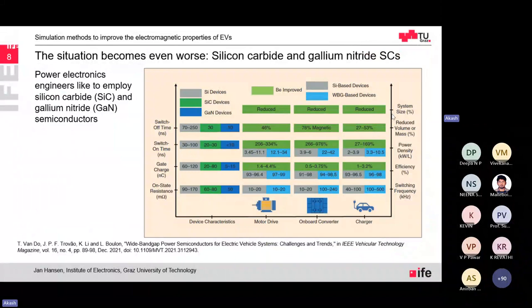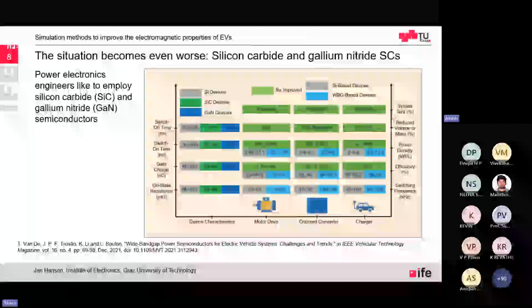Things get a little worse because now power electronics people come along. And power electronics people say, we want to have these boxes smaller and smaller. As I said, 3 years ago, the box was like this. Now the box is like this. This happens because we have new semiconductor technology. So everybody here, because you are engineers, I learned, may have heard of silicon carbide, gallium nitride transistors.